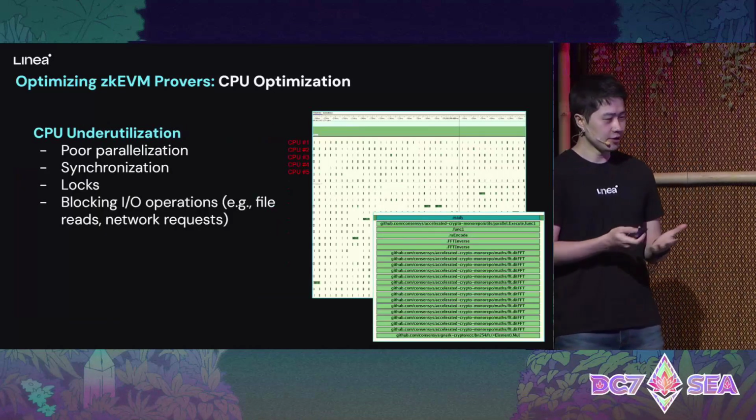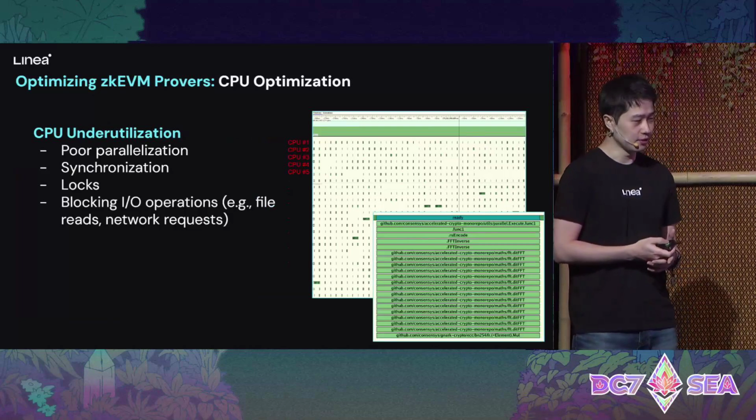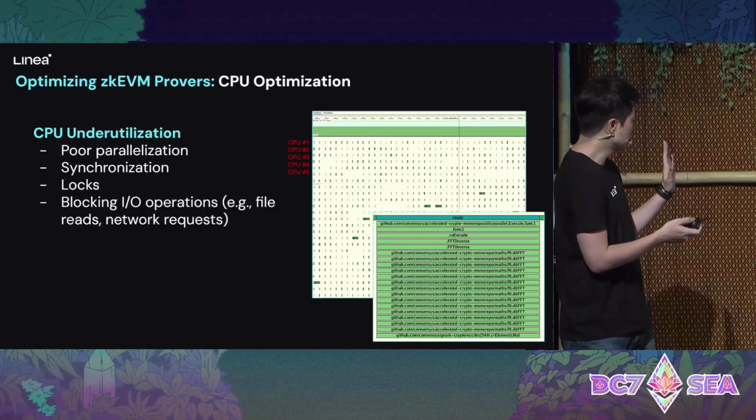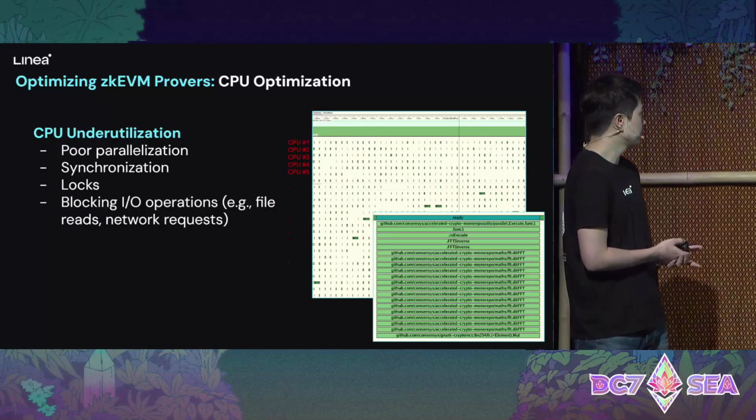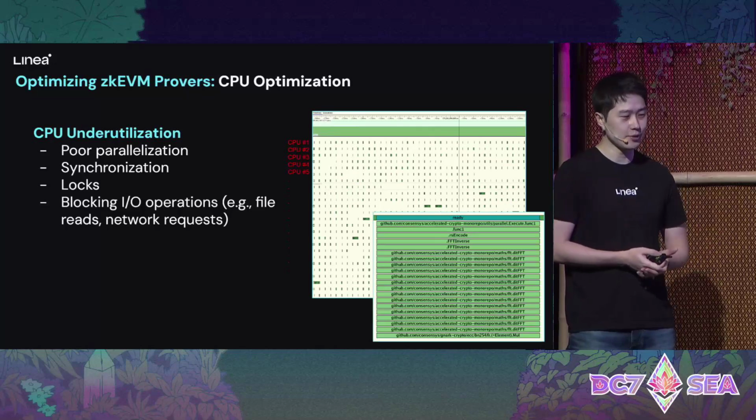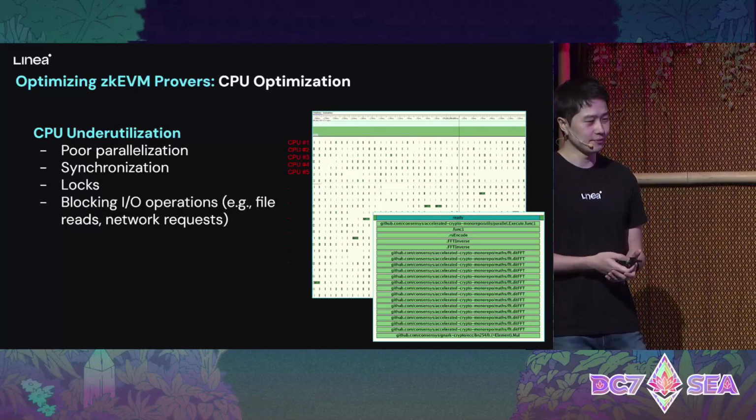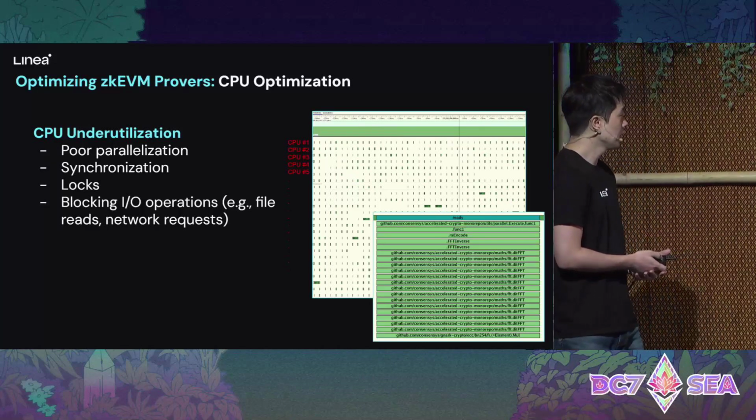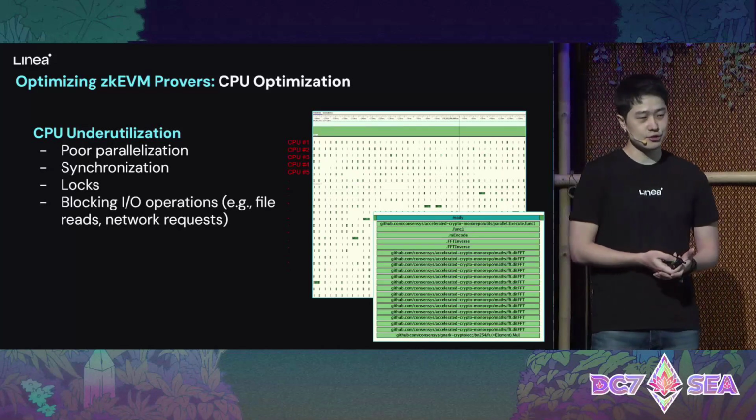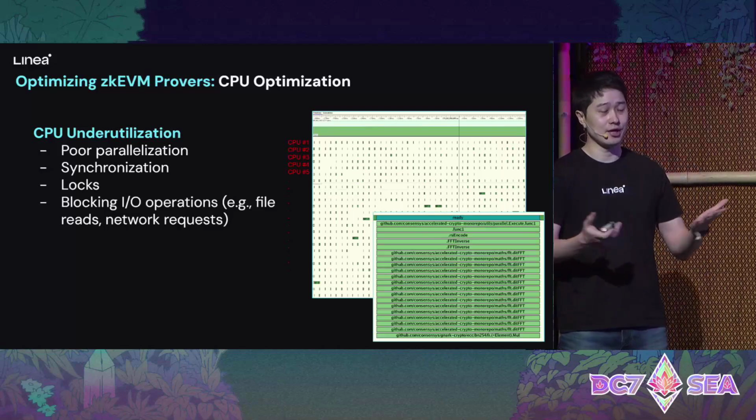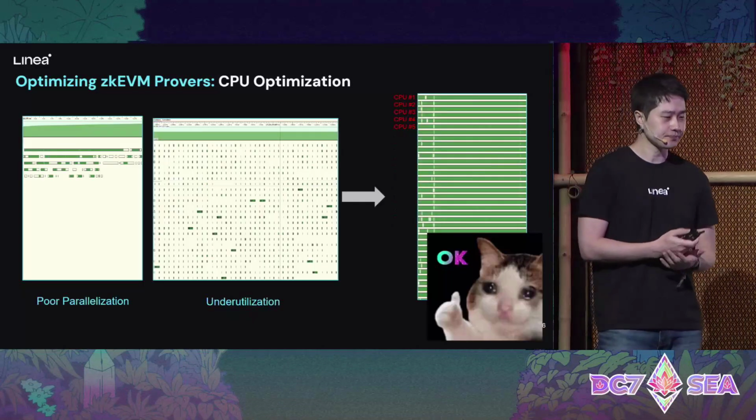The other common issue is CPU underutilization. This has many causes, many root issues. The first one could be poor parallelization. The second one is synchronization issues and lockup issues. And sometimes you have blocking I/O operations when you're using disk or a network. In our case, we had this issue in FFT, and we had a synchronization issue in our data structure, so we had to slightly change our data structure so the CPUs are not waiting for other data.